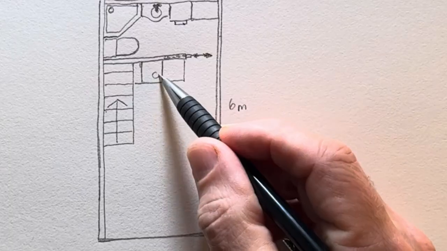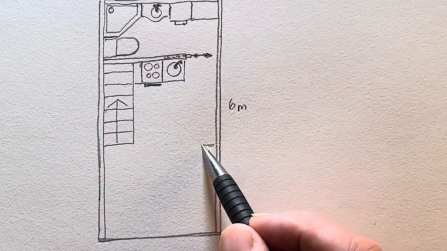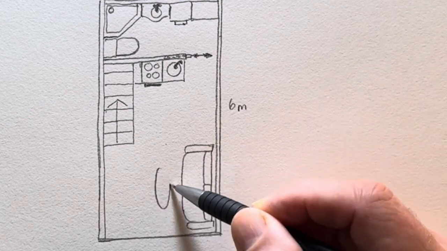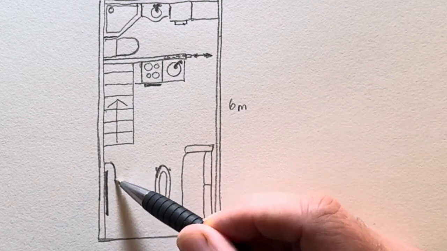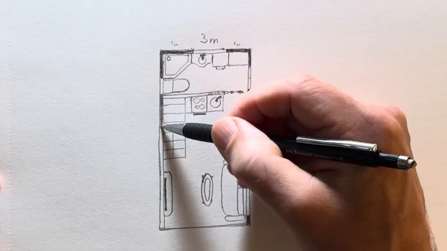Next to the staircase, I plan to place the kitchen. Then comes the sofa, which is the largest piece of furniture, usually about 2 meters long and 0.8 meters wide. Once the furniture is in place, I can start drawing the windows.